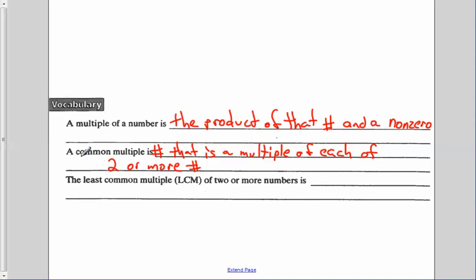So we have to have a common multiple, and to have something in common, you have to have multiple things. And then the least common multiple would be the least one of those. So the LCM, the least common multiple, is the least multiple that is common to all numbers.